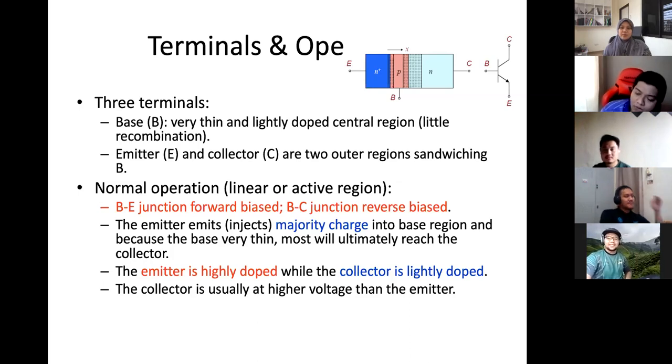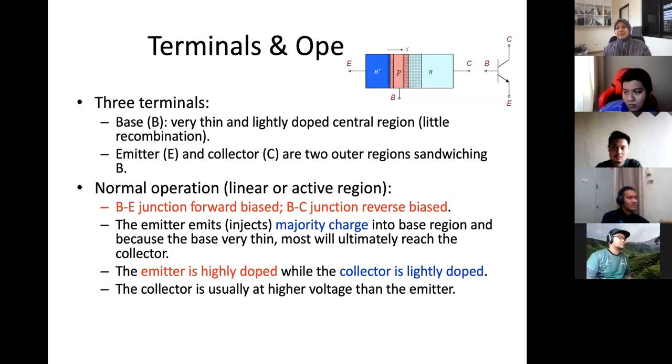Because at the base and emitter we have forward bias, and at the base and collector we have reverse bias. That's why the depletion region at the reverse side is much wider compared to the base and emitter. Does that answer your question, Nick?